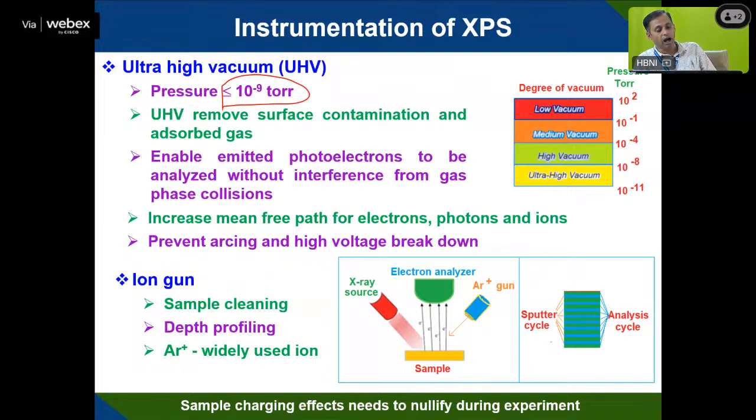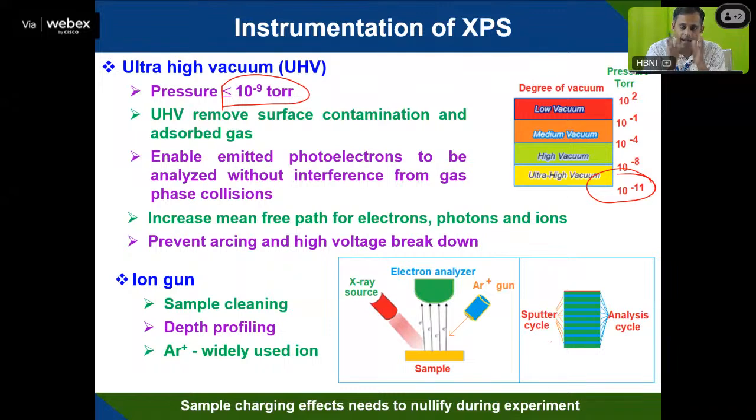Because of the ultra high vacuum, the surface contamination and adsorbates will be removed. If a surface is contaminated, that will interfere in the XPS analysis. So in high vacuum, what will happen? This removes the surface adsorbed contaminants, so ultra high vacuum is used. It enables the emitted photoelectrons to be analyzed without interference from gas phase collisions.